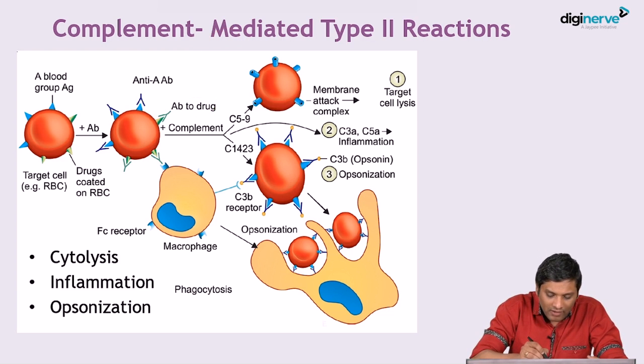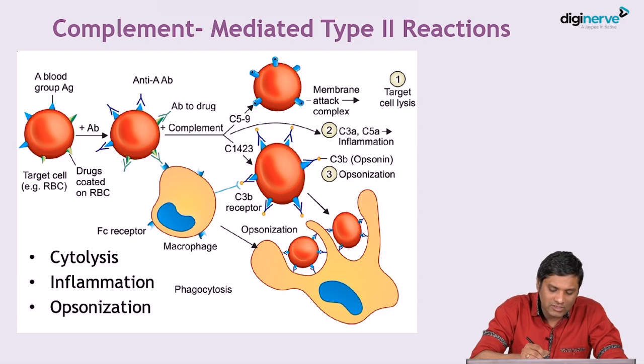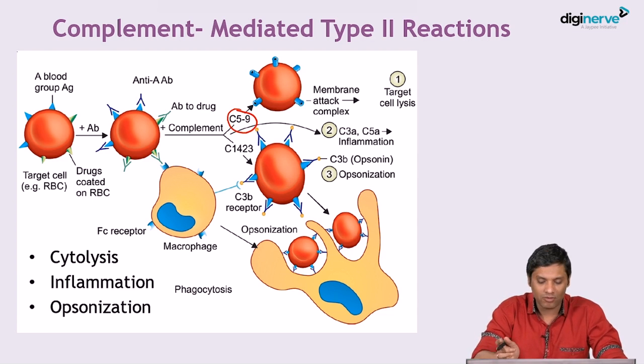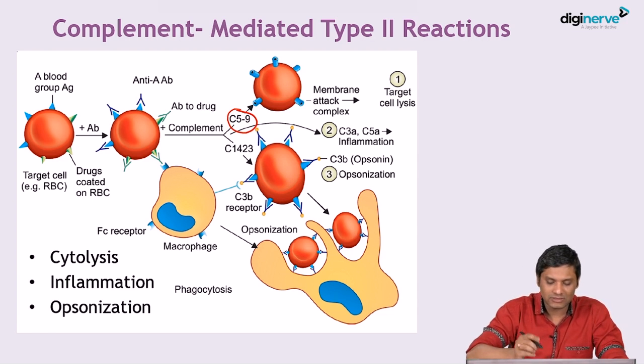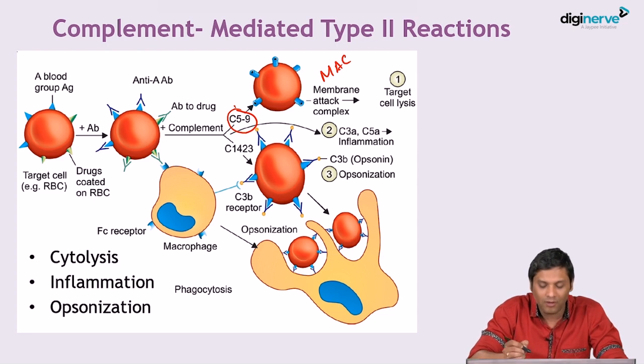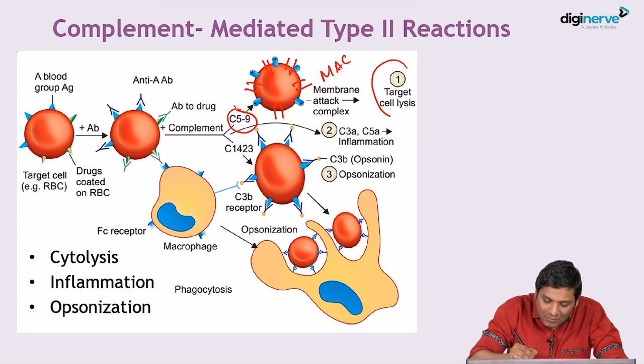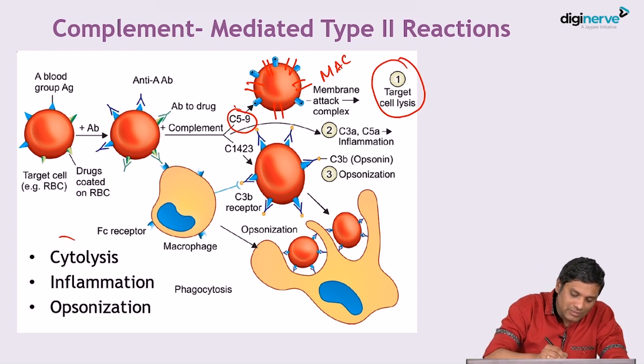The complement will come and bind, that is first C1 will be bound, following which the other complements will be bound, at the end C5 to C9 will be bound. And the first reaction is C5 to C9, you know that it is called as membrane attack complex. It will attack the membrane of the RBC, the target cell, and that leads to complement mediated cytolysis. This is the first mechanism by which the complement will mediate its action.